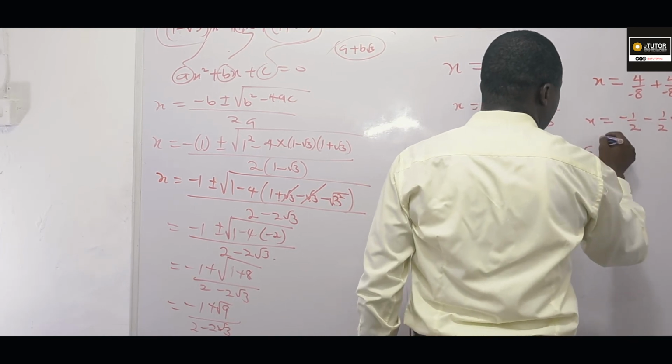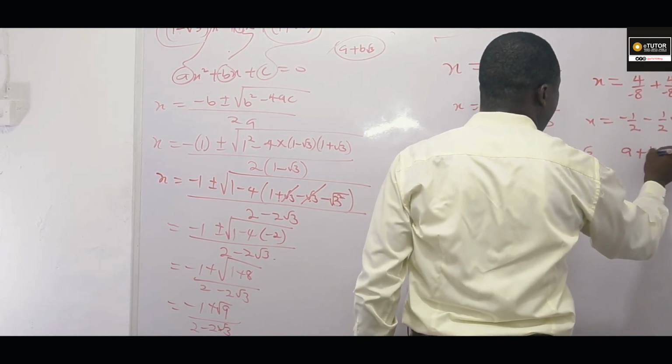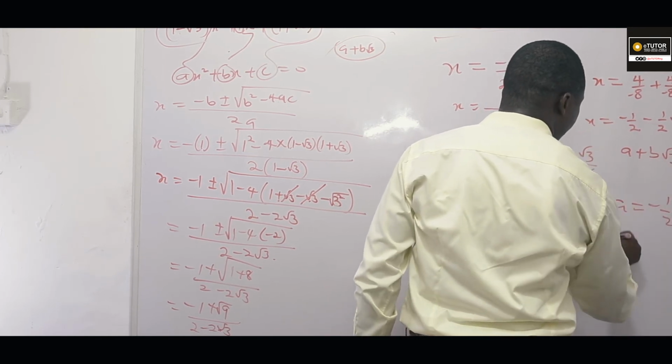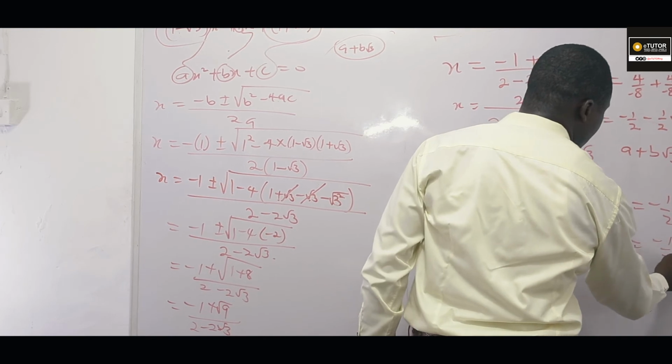If you are asked to leave it as a plus b root 3, what is a? Minus 1 over 2. And b is what? Minus 1 over 2. That's all.